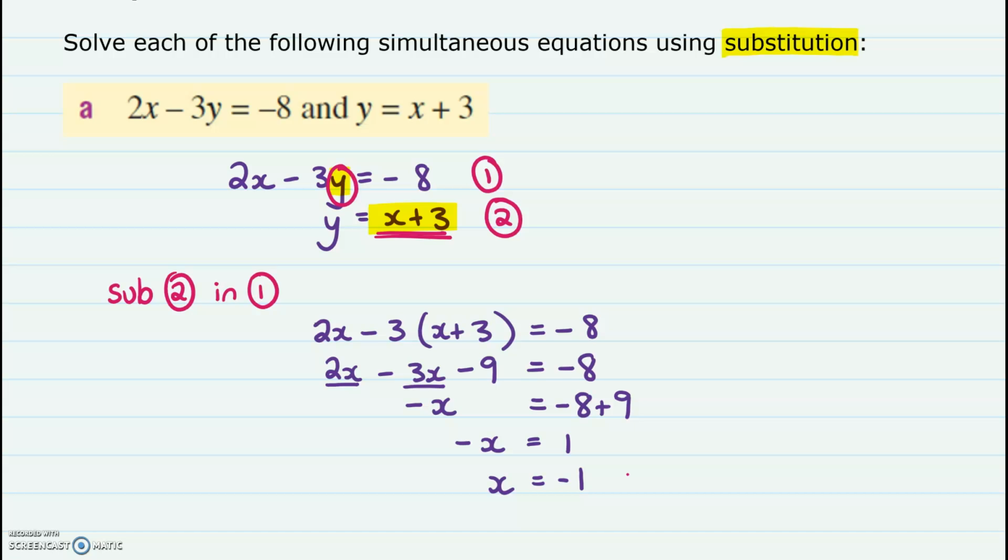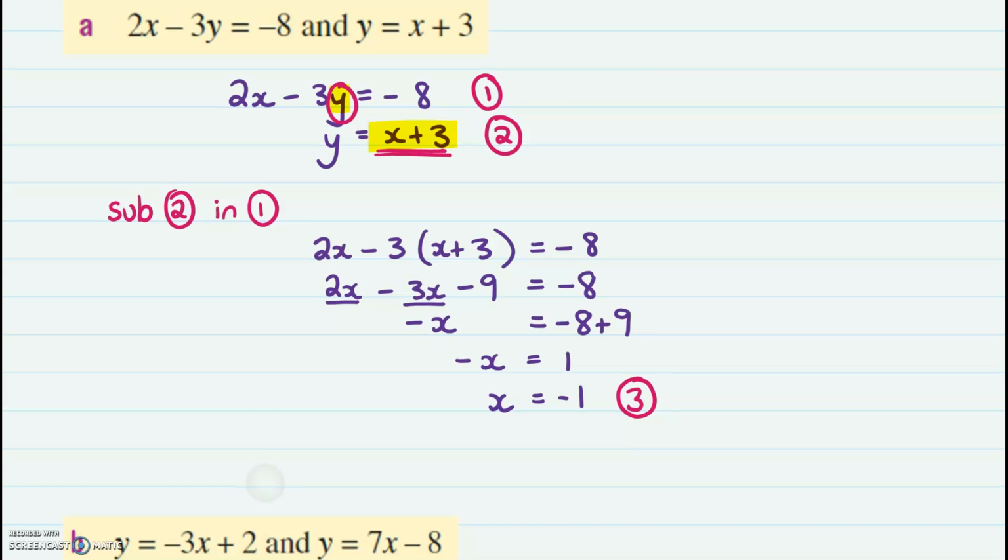Your next step, now that you've solved for x, we call that 3. We write down what we're going to do. We're going to sub equation 3 in, and it doesn't matter which equation. They will work for both. I'm going to choose equation 2 because it looks like less working. So you can be a little bit smart about that.